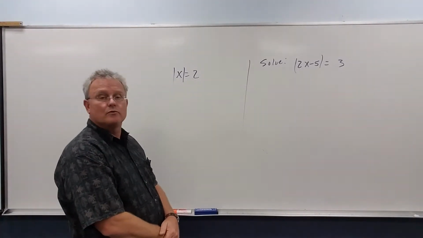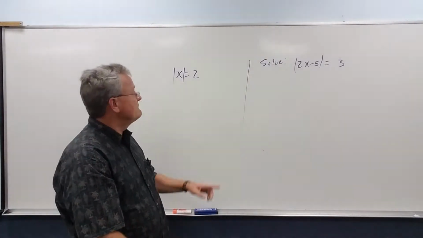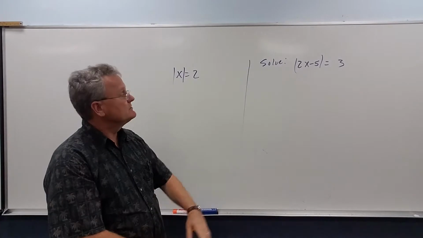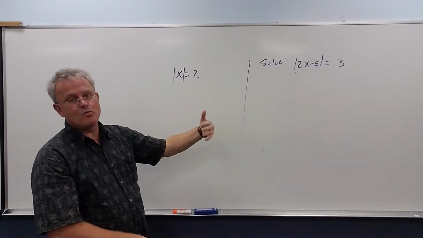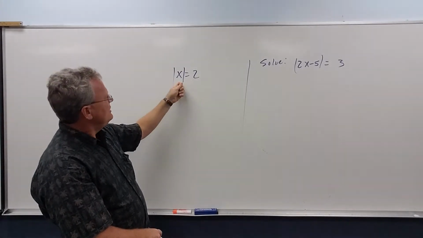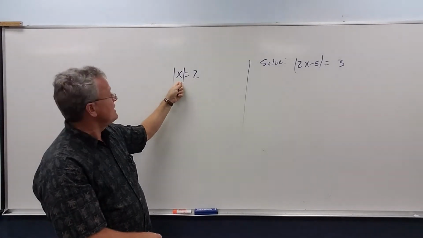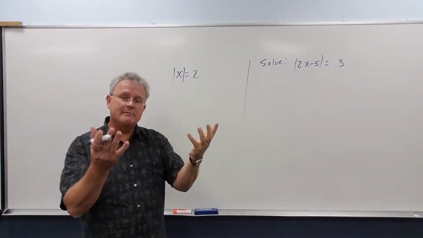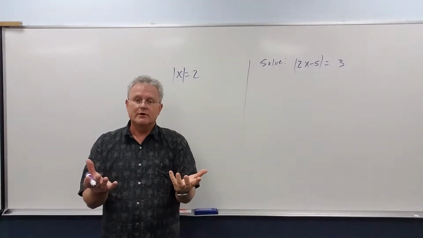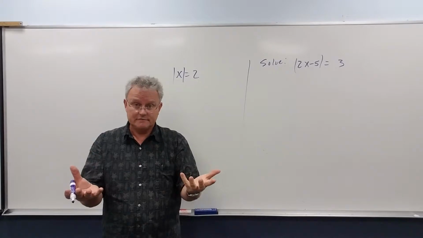So here we're going to learn how to solve absolute value equations. This is the example I'm going to do, but before I get there, let me explain why we do it the way we do. Let's look at a simple equation. The absolute value of x is 2. Well, we know the absolute value of any number is always positive, yeah?